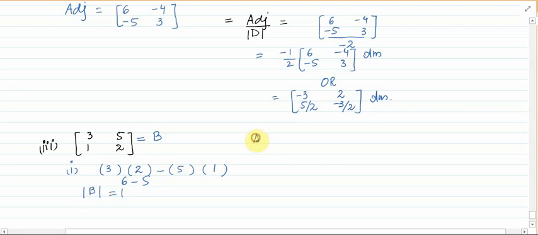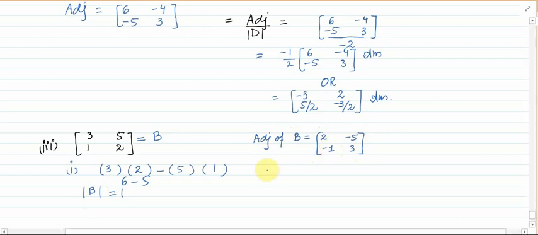Now we need to find the adjoint of B. For the adjoint of B, first we need to swap the positions of A and D. So instead of A, we are going to write D, that is 2. Instead of D, it will be 3. You need to change the sign of B and C, so minus 5 and minus 1. That is your adjoint of B.